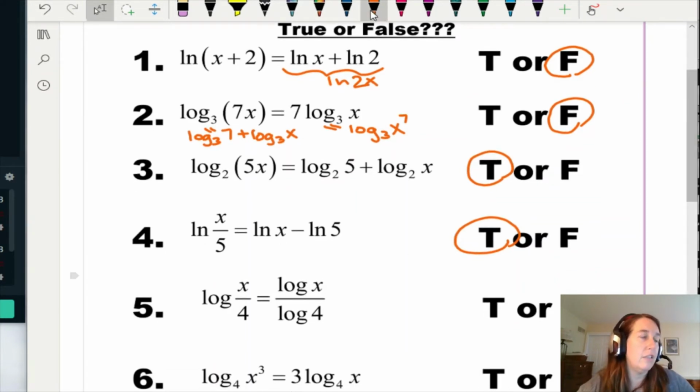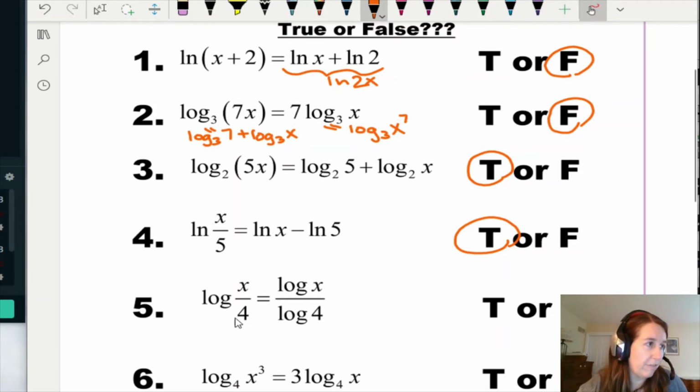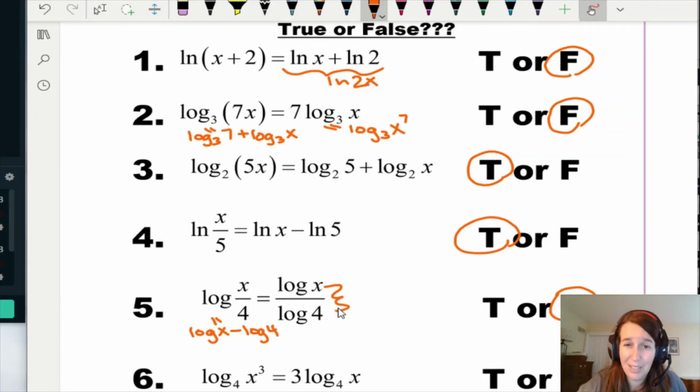All right, the next one, number 5, is false. Not true, okay? We could use the quotient property correctly, so this side would be log of x minus log of 4, right? Or this could be the change of base formula, I'm thinking. So this is the same as log base 4 of x using the change of base formula. So you kind of have to pick one or the other. You definitely can't combine these things.